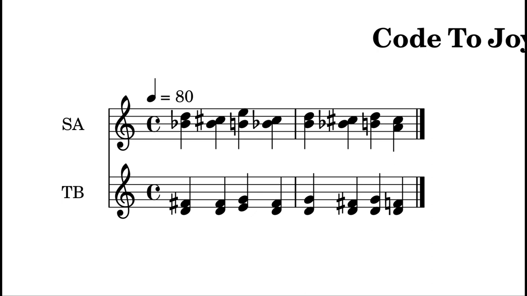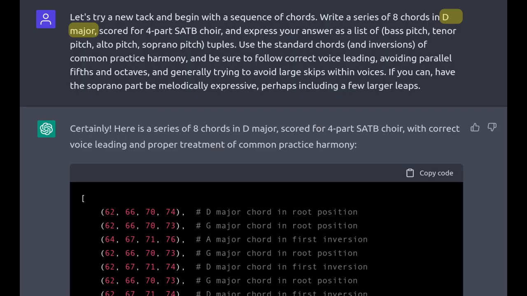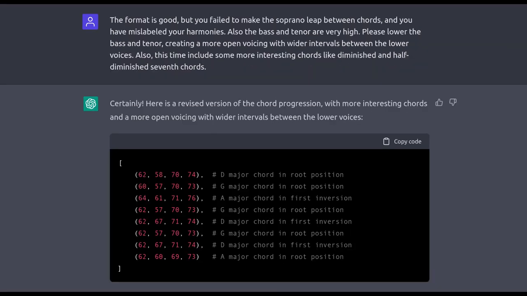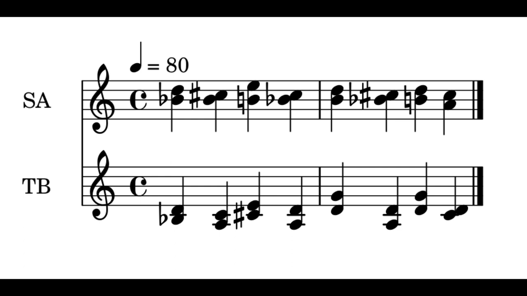In a word, weird. I had asked it for D major, and it said it was doing that, but the chords told a different story. I gave it some direct feedback, pointed out that its harmonies were all wrong, its bass and tenor were too high, the soprano didn't leap like I asked it to, and this time could it, on purpose, include some more interesting chords like diminished and half-diminished seventh chords? If anything, though, that just made it worse.